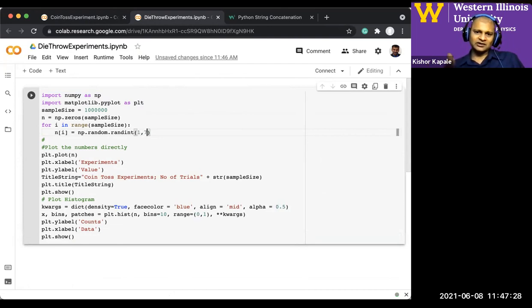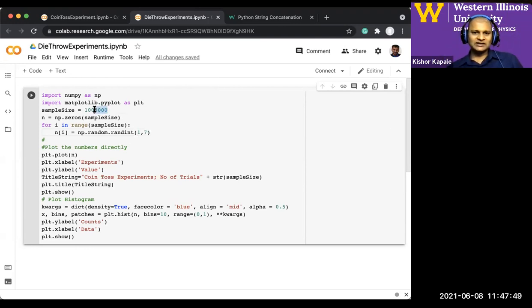For Python, you need to put 7. That's just the way it works, because the higher value is excluded. It's an open interval. And so it's 0, 1, 7. It's closed on the lower side, but open on the upper side. That's why you have to do 1 to 7 instead of 1 to 6.